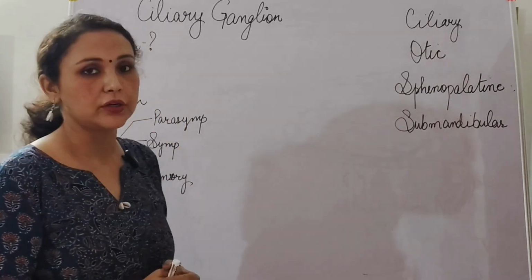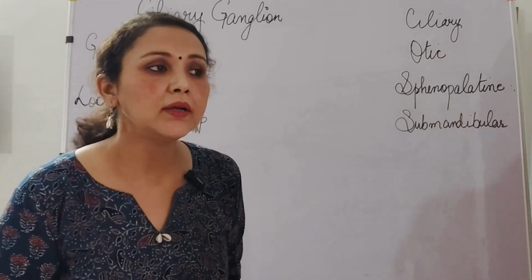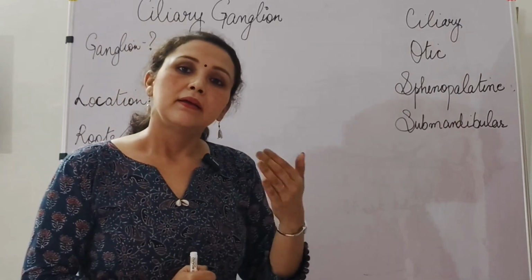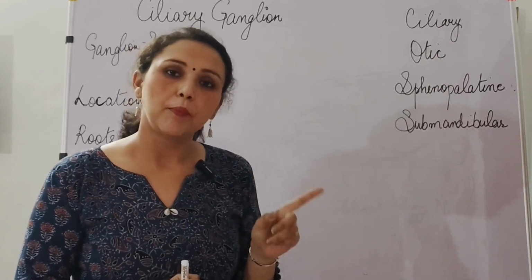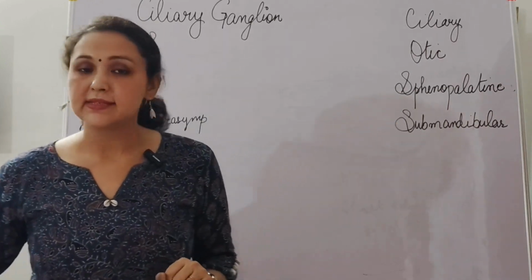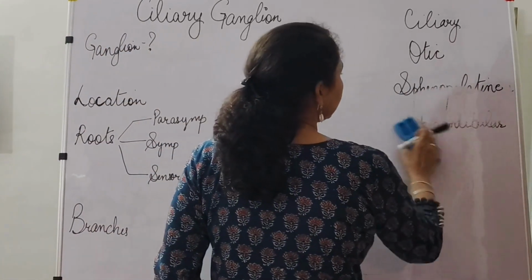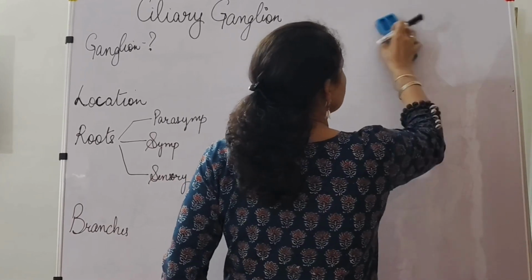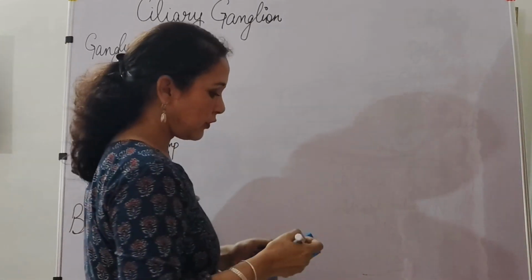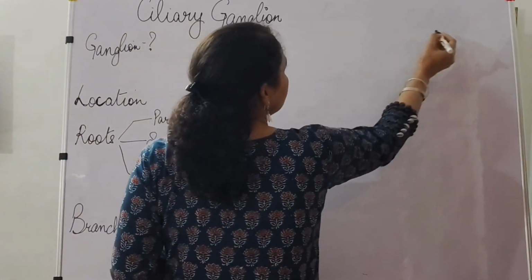Starting with the location. Now the ciliary ganglion is present at the apex of the bony orbit between two structures, optic nerve and the lateral rectus muscle. Now we can easily draw this diagram and show all the structures. You yourself can draw it right now with me.